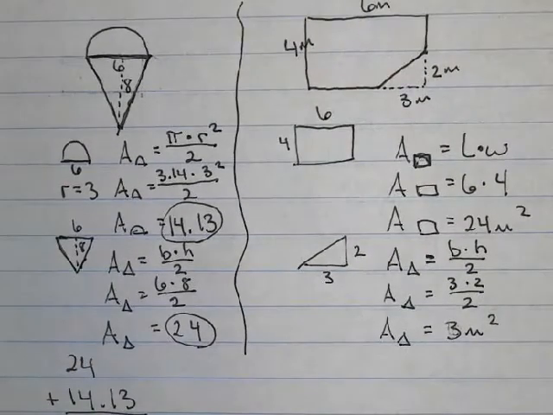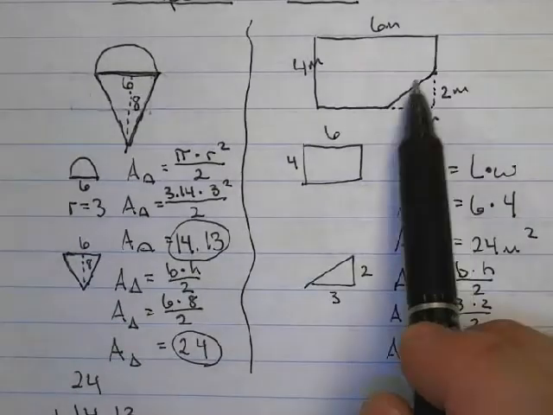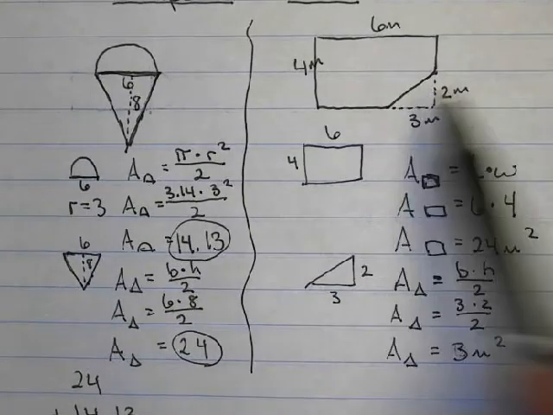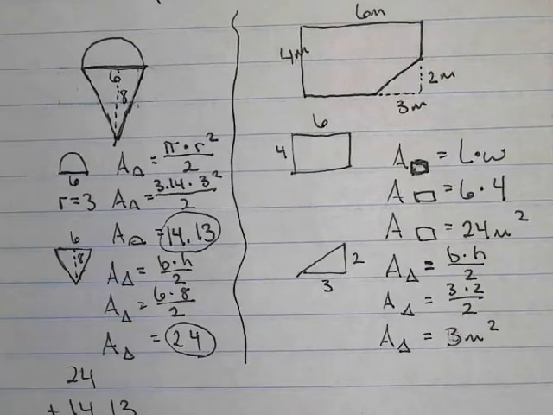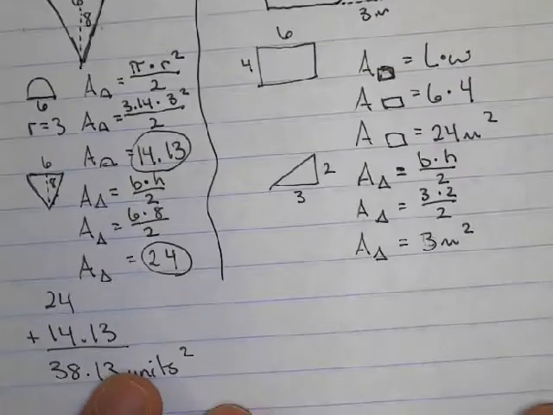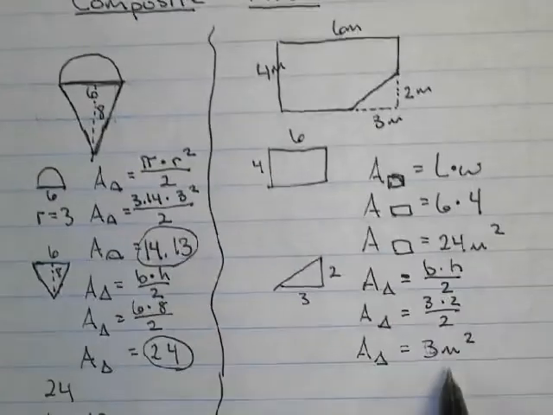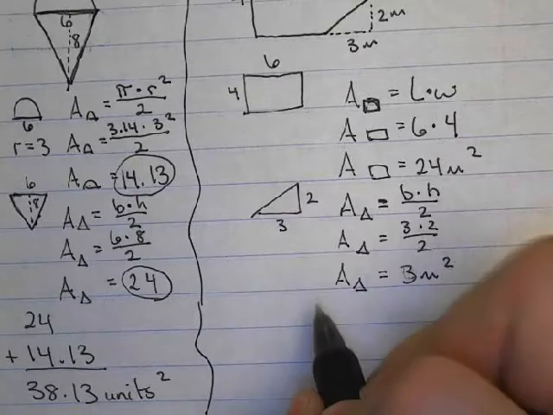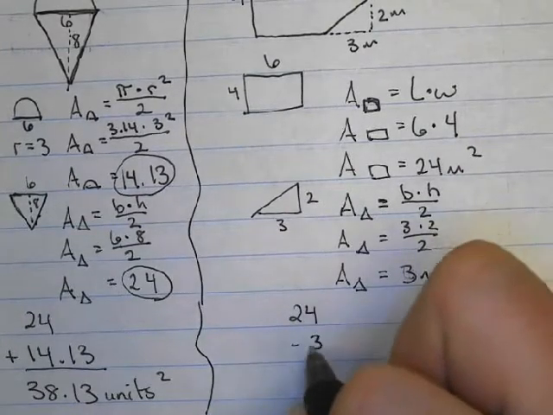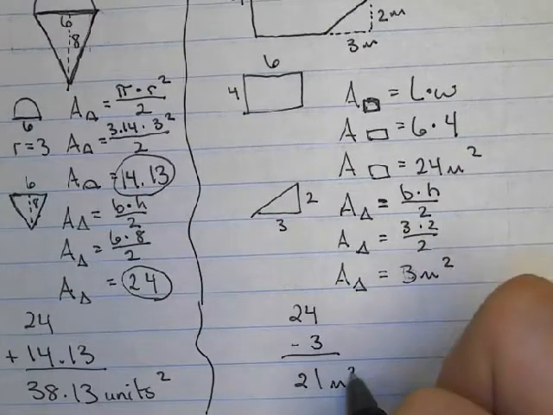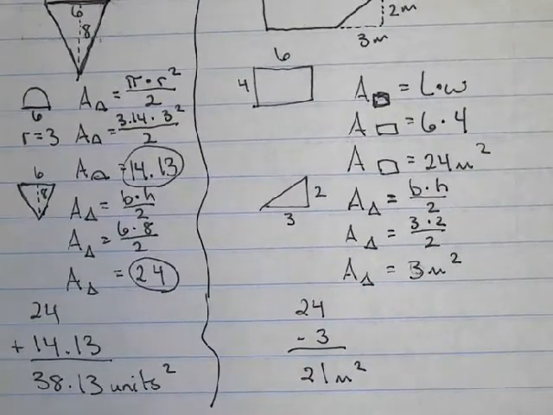I want to find this composite area. So am I cutting away this triangle or am I adding it to the rectangle? Well, in this shape right here, if we look at it, the shape is really this rectangle with this triangle cut away from it. So if I'm cutting something away, I need to subtract that. So for this problem, we'll take the bigger area, the 24, and then we'll subtract from it the 3. So I'll go 24 minus 3 is equal to 21 meters squared. And that's how we can find the area of a composite shape.